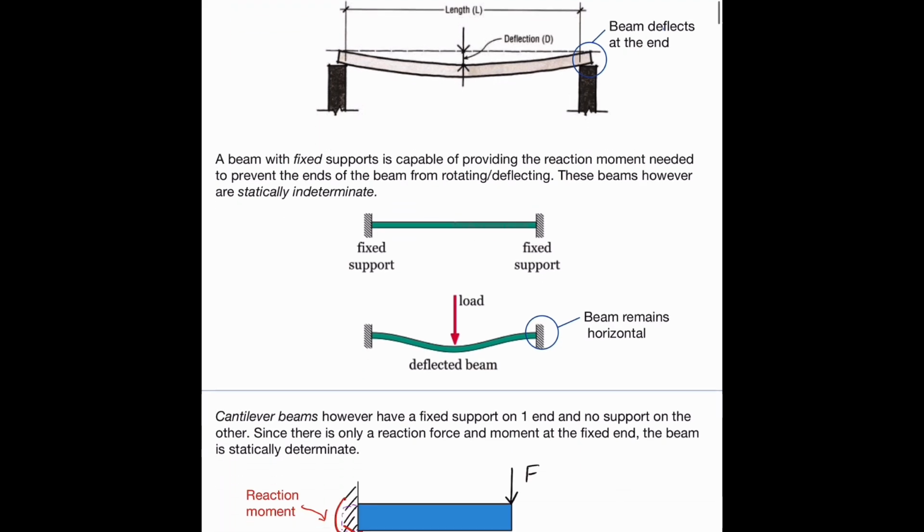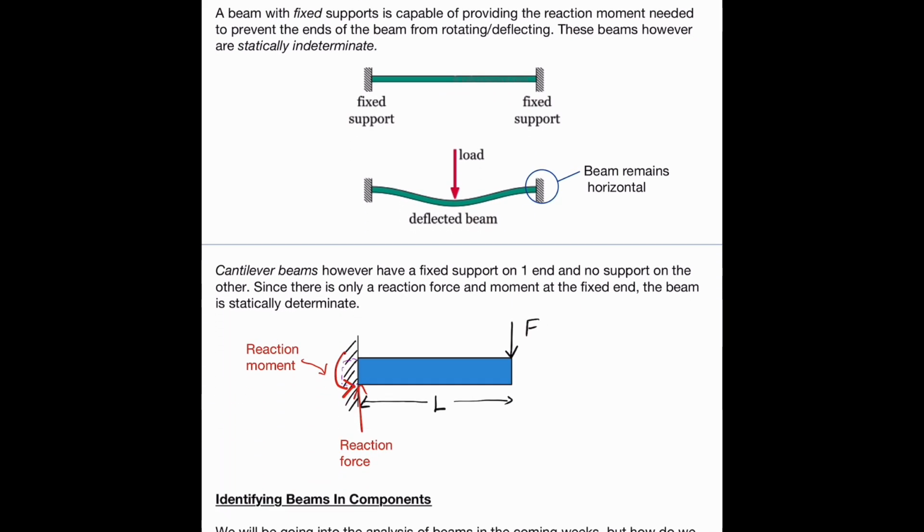Alright, so for a cantilever beam now, obviously we can't have a pivot at this end here because it will just pivot down or swing down. So a cantilever beam is where the beam is free on one end and fixed on the other end. So of course we're going to have a reaction force to counteract F, and then we're going to have a reaction moment, something to counteract the moment due to this F here.